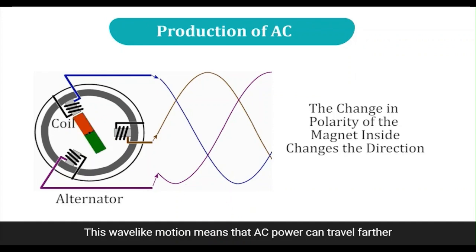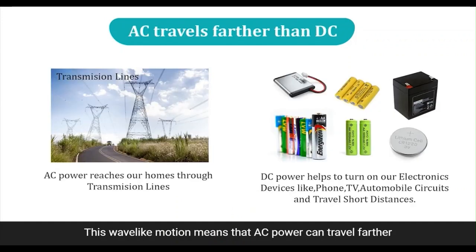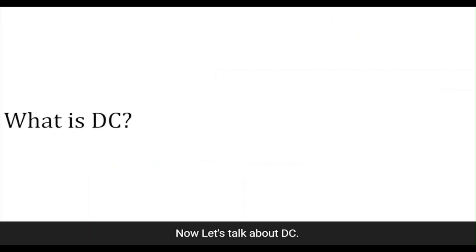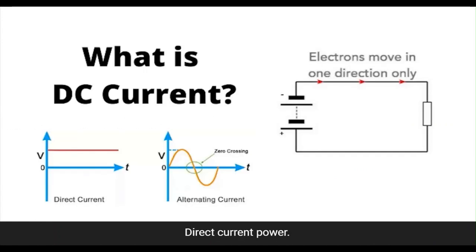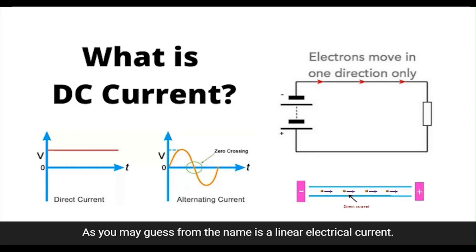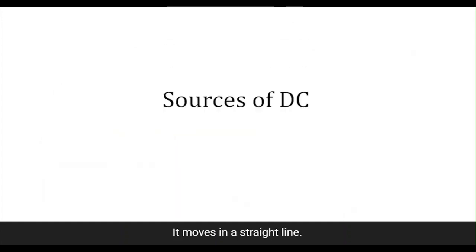This wave-like motion means that AC power can travel farther than DC power, a huge advantage when it comes to delivering power to consumers via power outlets. Now, let's talk about DC. So what is DC power? Direct current power, as you may guess from the name, is a linear electrical current. It moves in a straight line.